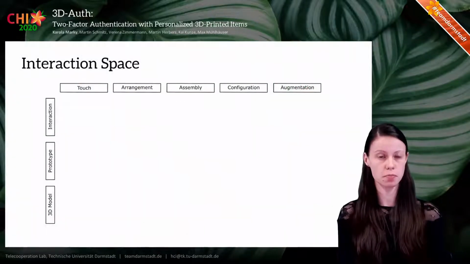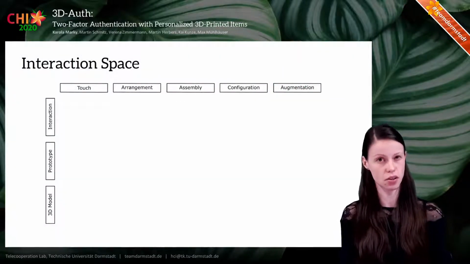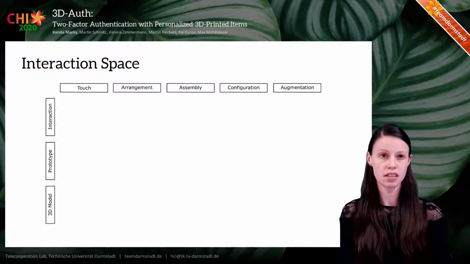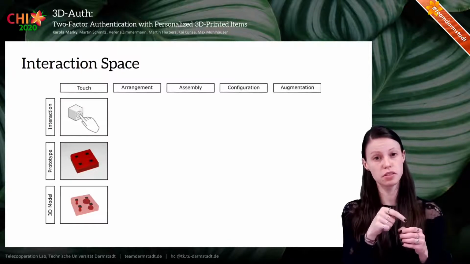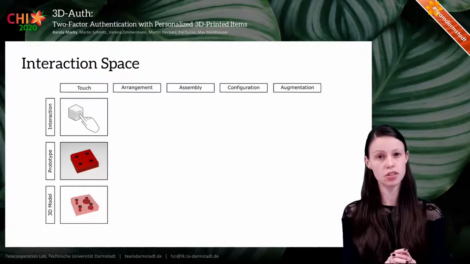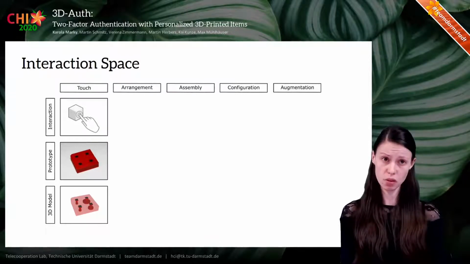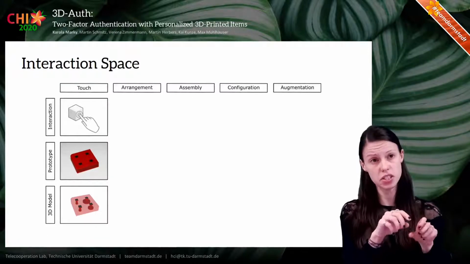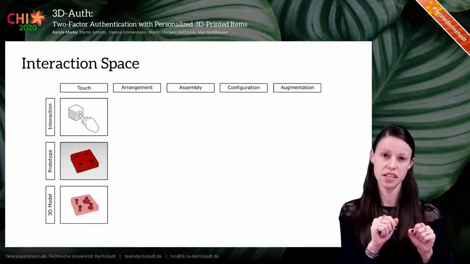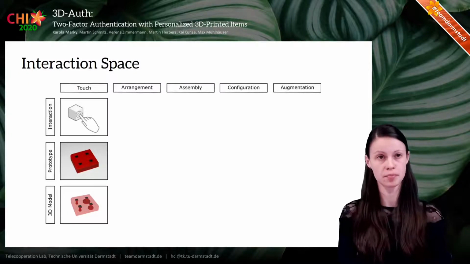The first possible category of interaction is called touch. In this category, the user touches the 3D-Auth item in a predefined spot. As you can see, we've also developed a prototype for the touch item, and here you can see 4 possible spots where the user can touch the item, and the authentication pattern is a subset of them.